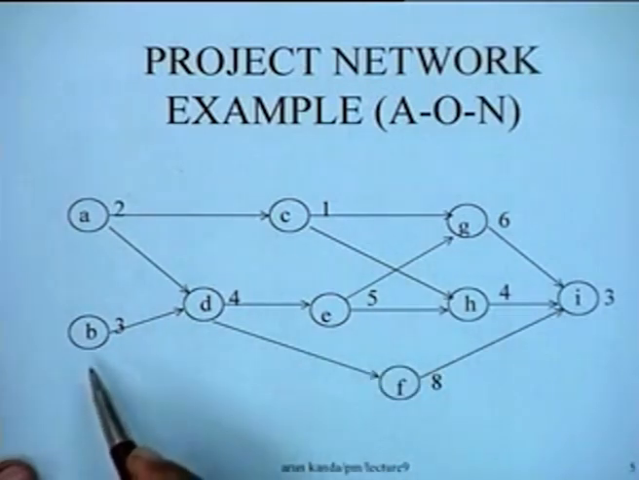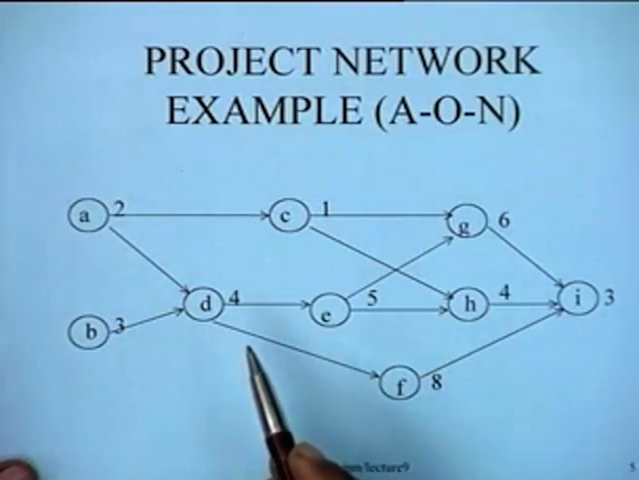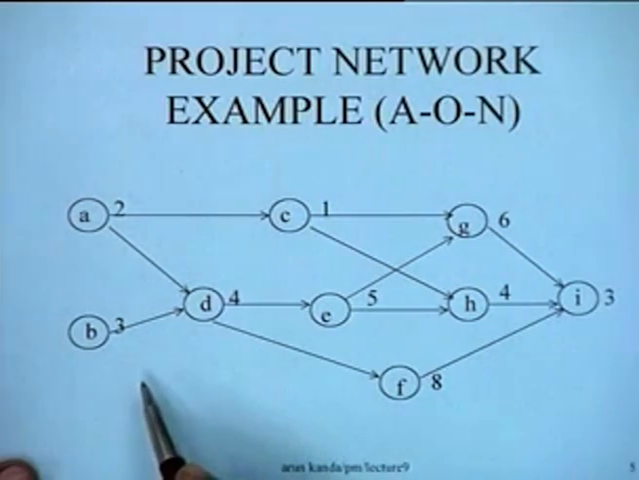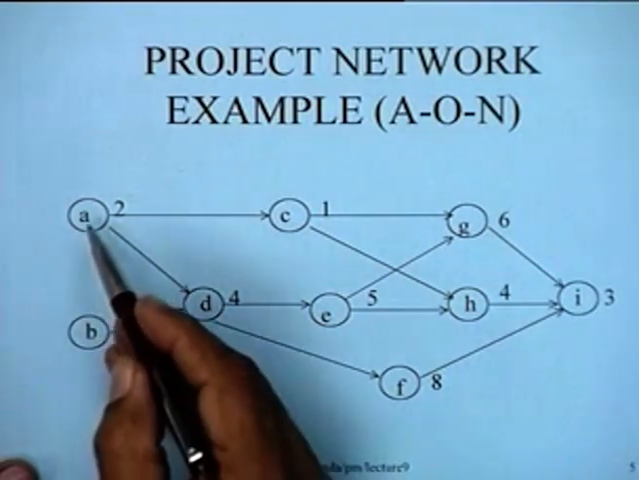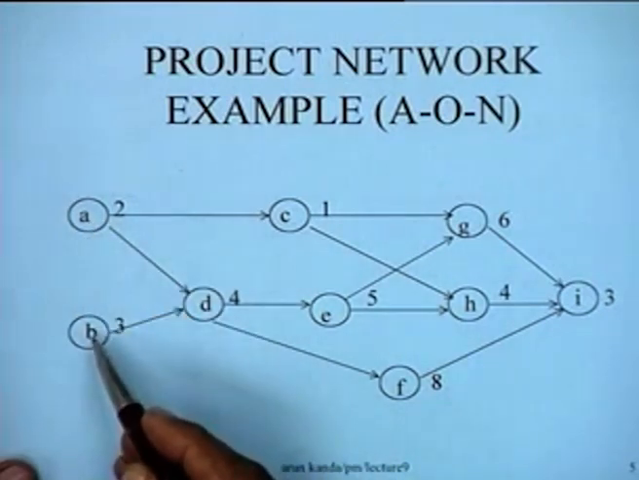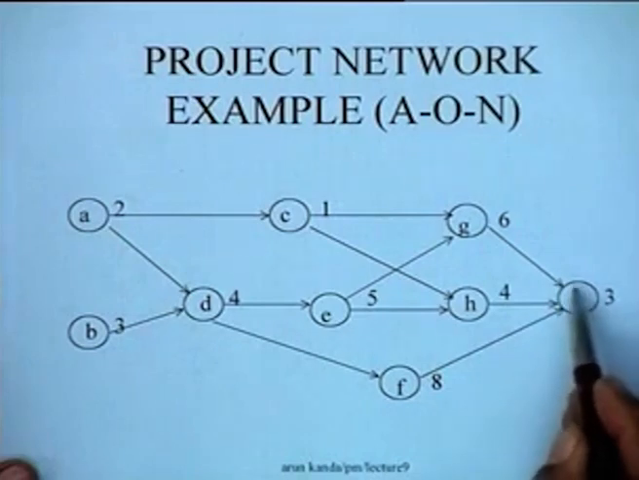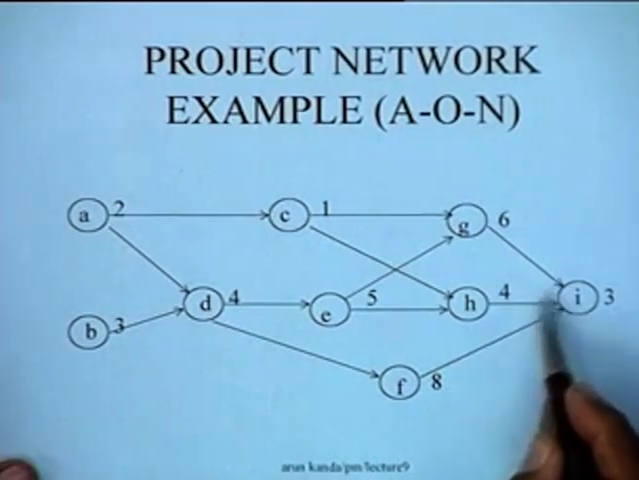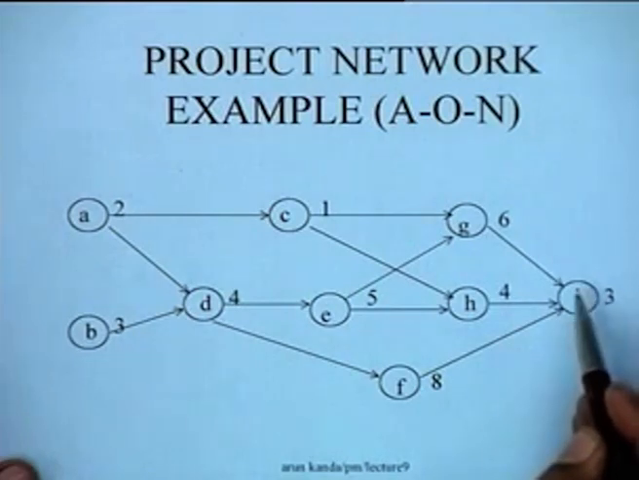So you will notice that we have not used any dummies at all in this representation, and what we have in this particular network is two source nodes. These are source nodes because they have no predecessor arcs, and similarly this is a sink node because we have three arcs coming into node I, but there are no arcs emanating from node I.